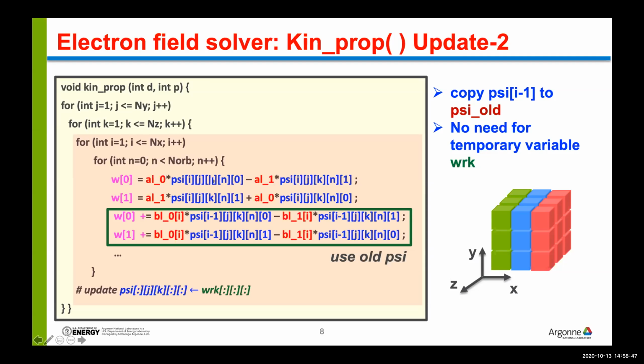This shows the updated code, where the previous value of PSI is saved in PSI old. First we save along the 0 dimension, and inside the loop, before updating PSI, we save the PSI. We first update the PSI old and then update the PSI.